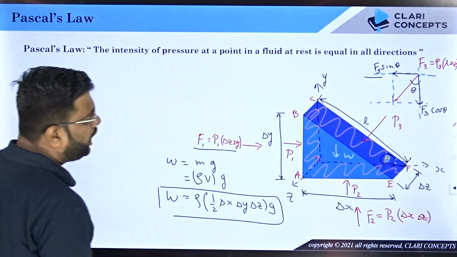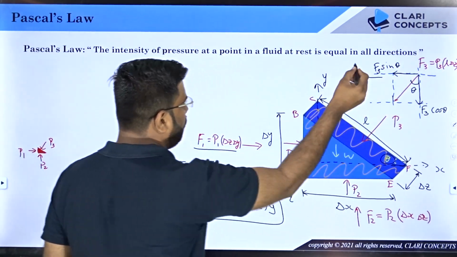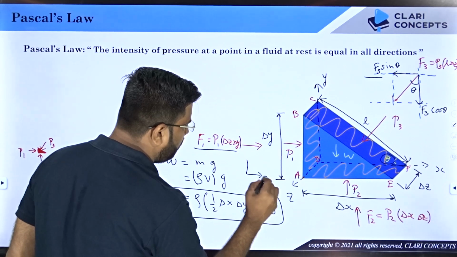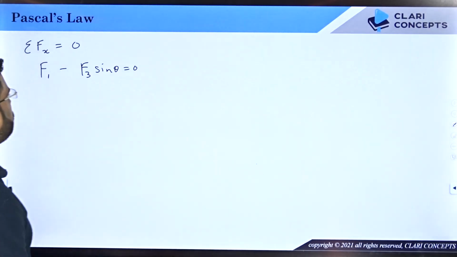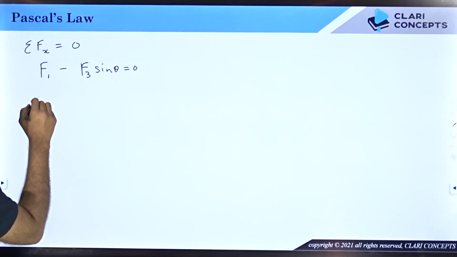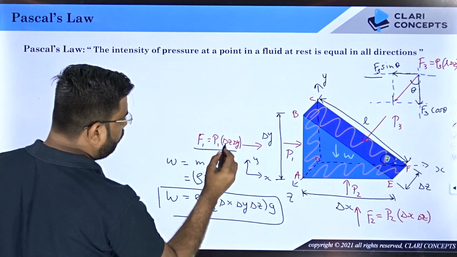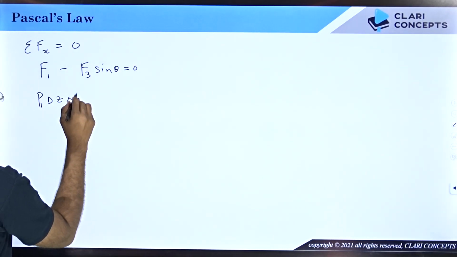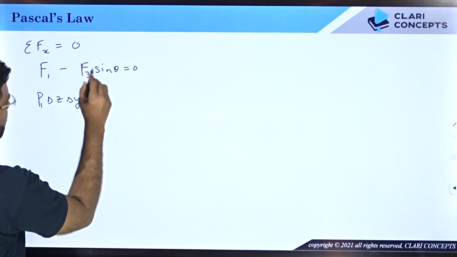You can check. F3 sin theta is in negative x direction, so I will put minus. F1 is along positive x, so you will put plus. So I will just denote this x and y, right? What is F1? F1 is P1 into delta z into delta y. You take this right hand side, you will get F3 sin theta.